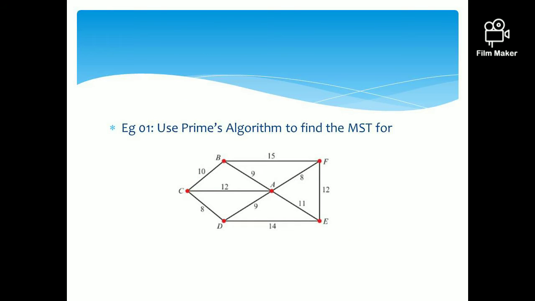Let's try to apply Prim's algorithm to find the minimum spanning tree of the connection between 6 vertices, A to F. We are going to apply Prim's algorithm to find the MST for this question.